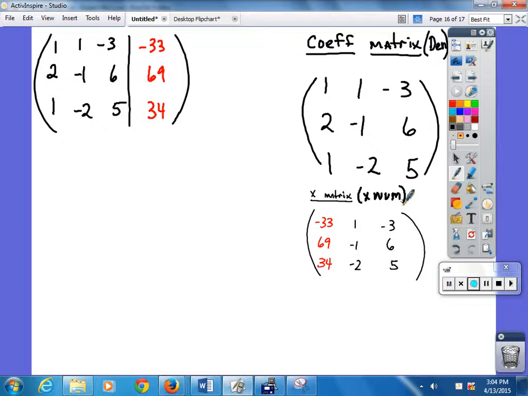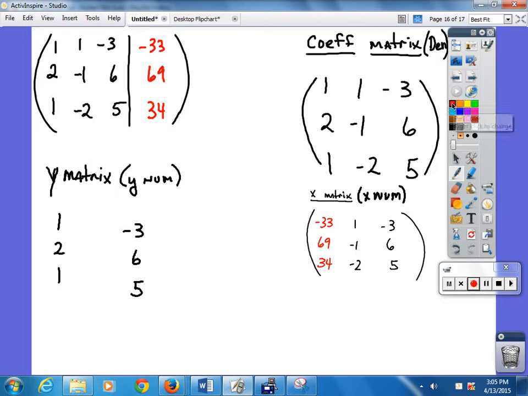Then we're going to do the Y matrix. And right beside the Y matrix, I'm going to put Y numerator. And that's going to be 1, 2, 1, negative 3, 6, 5. And then in the Y column, I'm going to put my red numbers, negative 33, 69, and 34.